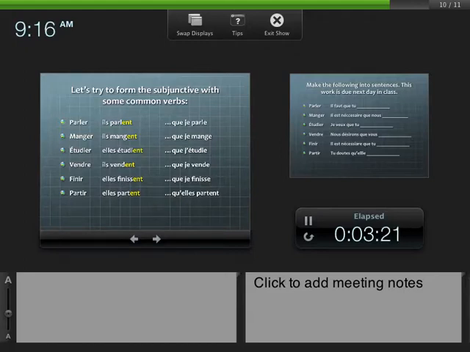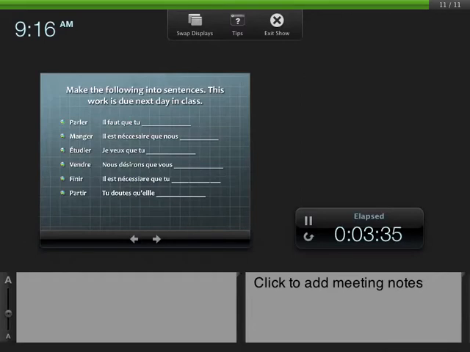Notice the ER verbs conjugated in the subjunctive look exactly like ER verbs conjugated in the indicative. Now you try it. Make the following into sentences. This work is due next day in class.